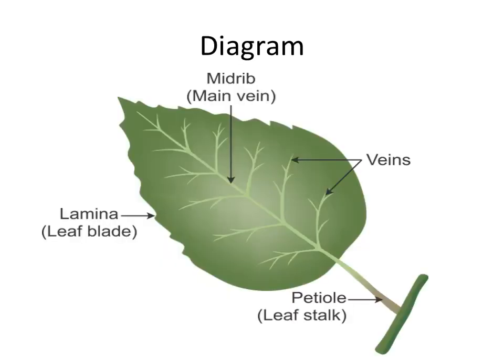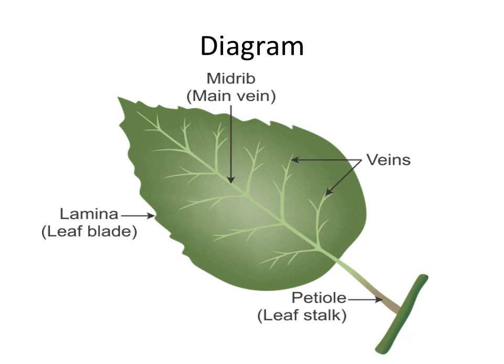So see the diagram here, right? Now observe the diagram carefully. First one is called the leaf blade, the flat-like portion. It is called the lamina, or we can call it the leaf blade. And then the leaf is attached to the stem by means of the petiole. Petiole, the other name, is leaf stalk.